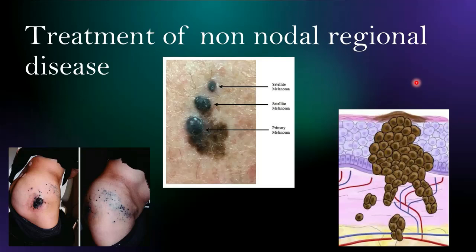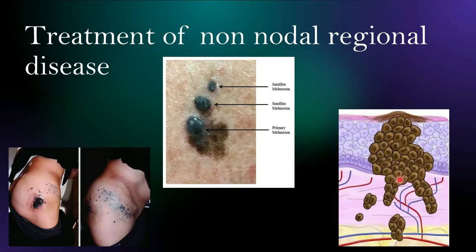The treatment of non-nodal regional disease. We have understood the treatment of the primary disease and of the regional lymph nodes. Now what is the treatment of non-nodal regional disease, which includes the in-transit metastasis, the satellite lesions, and the microsatellite lesions? The satellite lesions which occur within 2 cm, and the microsatellite lesions which can only be seen in microscopy, are not much of a problem, because we can excise them along with the primary tumor.